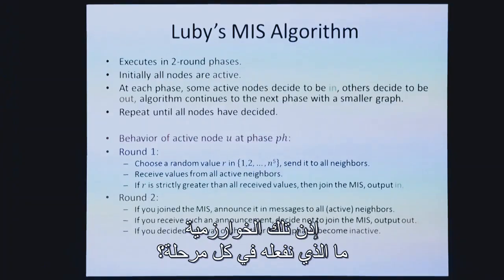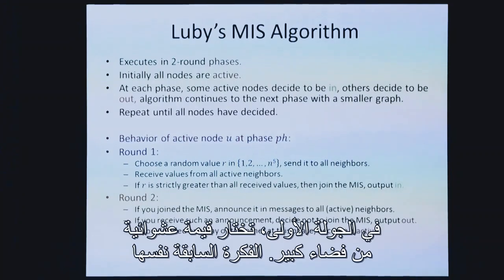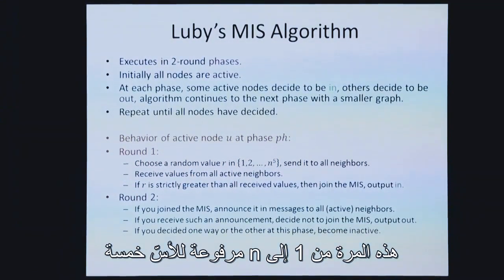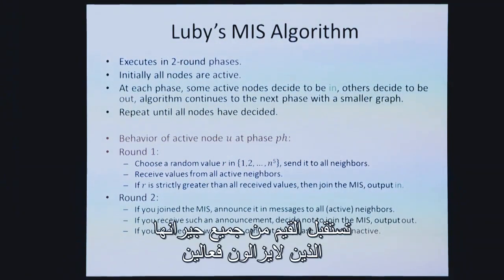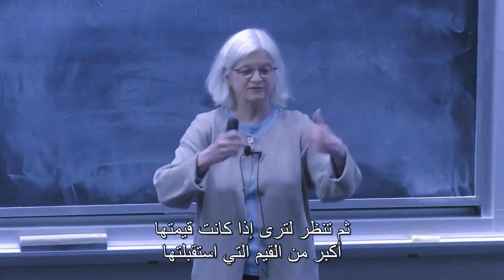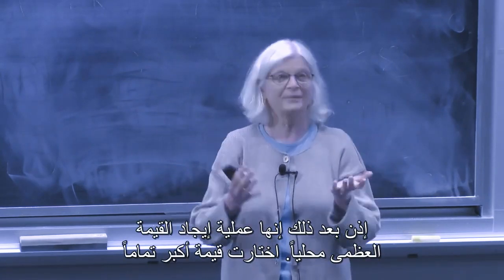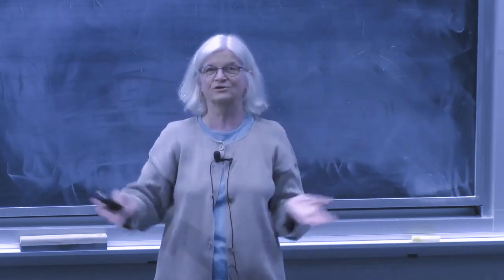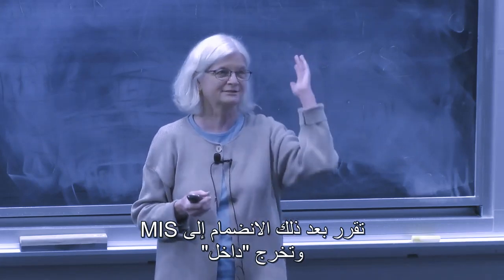So what do you do in each phase? Here's what an active node does at a phase. 2 rounds. The first round, it picks a random value in a large space, same kind of idea as before. This time it's 1 up to n^5. Sends that random value to all its neighbors. Receives the values from all its still active neighbors. And then it just looks to see if its value is greater than all the values it received. So then it's a local maximum. It has chosen a value that's strictly greater than the values chosen by all its neighbors. So then it decides to join the MIS, and it outputs in.